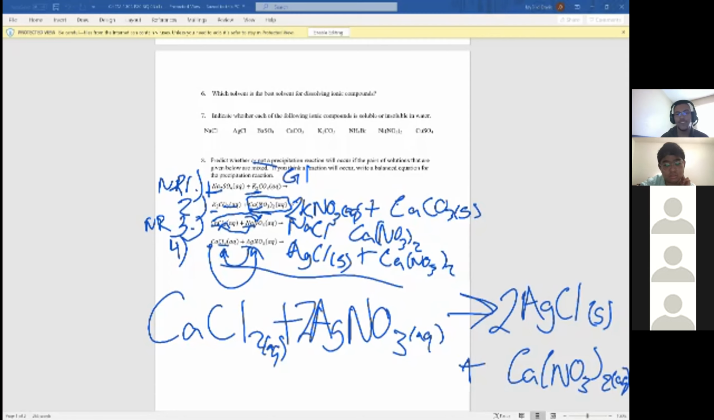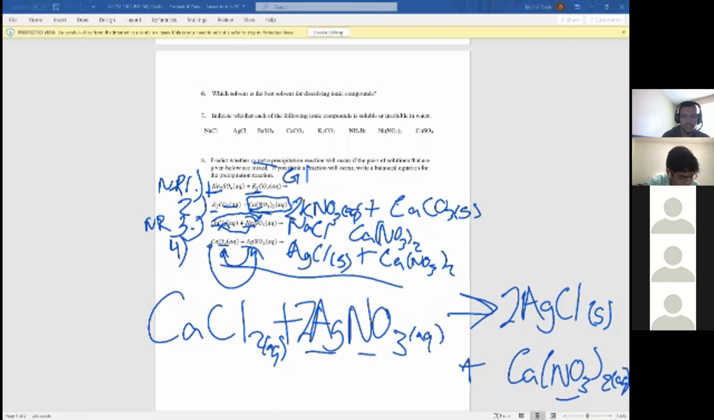I'm getting lost. Let me just erase this real quick. So we have 2 silvers right here, right? Yes. We got 2 nitrates, so the nitrates are balanced. Are the silvers balanced? No. Okay, how would we do that? Put a 2 in front of the silver chloride. Okay, so we have 2 in front of the silver chloride, and we have 2 chlorides though. So is it balanced now? No. Oh yeah, actually yes. We have 2 silver chlorides and calcium chloride.